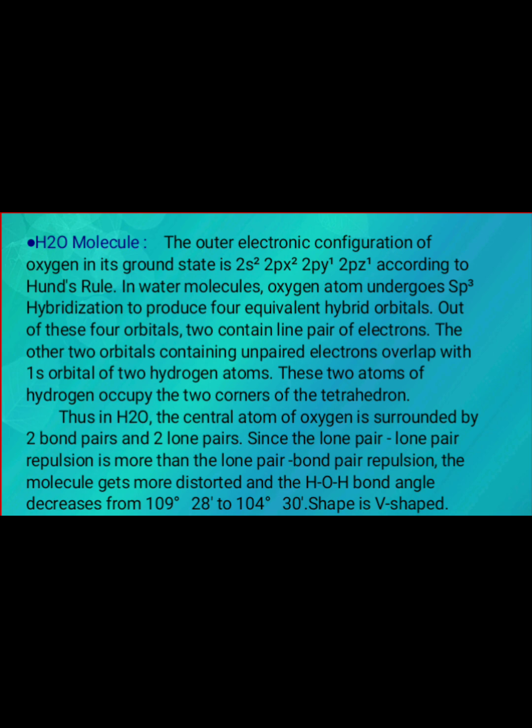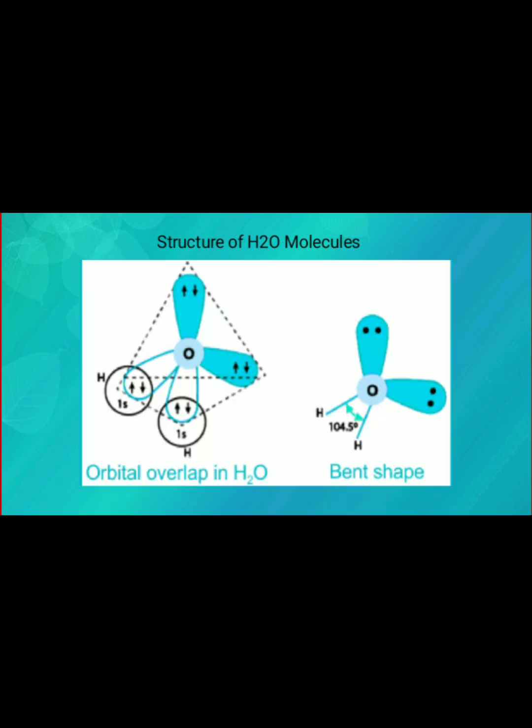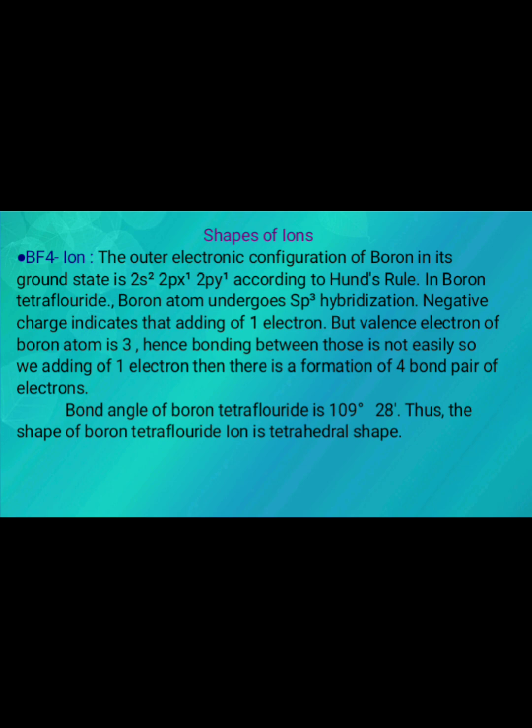Thus, in H2O, the central oxygen atom is surrounded by 2 bond pairs and 2 lone pairs. Since the lone pair-lone pair repulsion is more than the lone pair-bond pair repulsion, the molecule gets more distorted and the HOH bond angle decreases from 109 degrees 28 minutes to 104 degrees 30 minutes, and the shape is V-shaped or bent. Next, structure of the H2O molecule. Bond angle is 104 degrees 30 minutes.